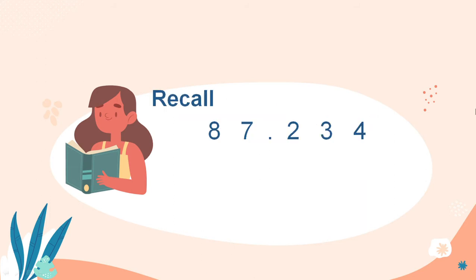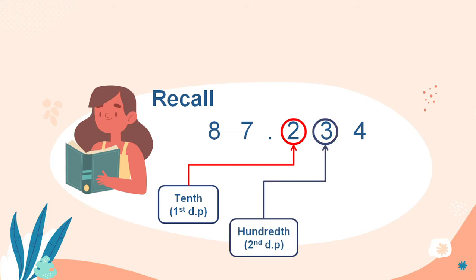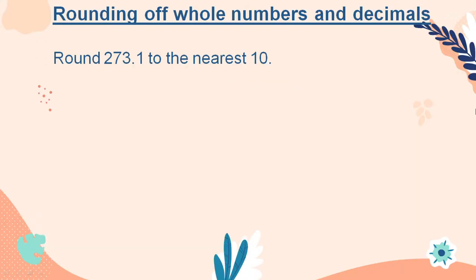Let's recall place values using 87.234. 2 is in the 10th place or the first decimal place, 3 in the 100th place, 4 in the 1000th place. DP means decimal place. For example, round 273.1 to the nearest 10.